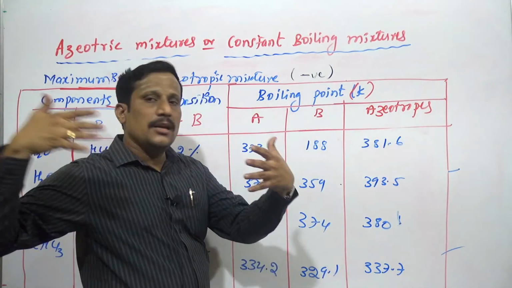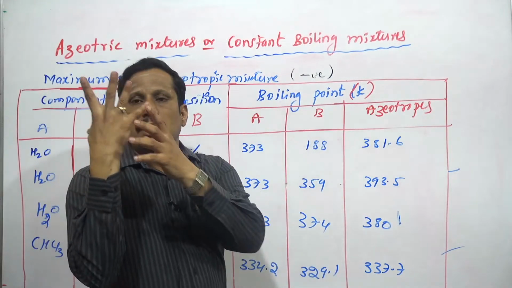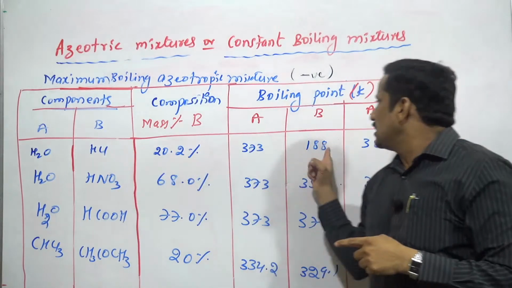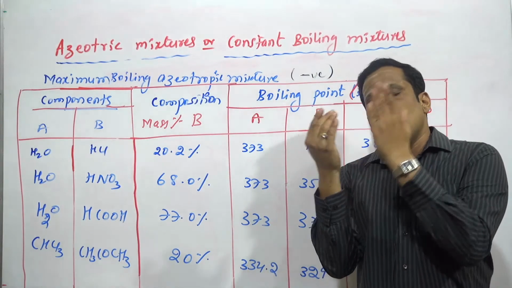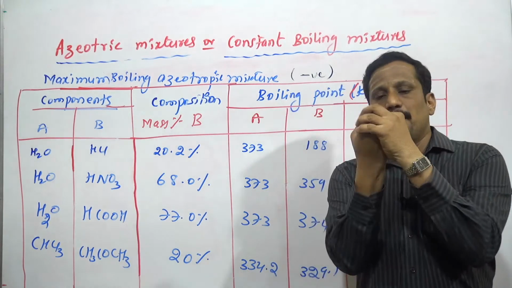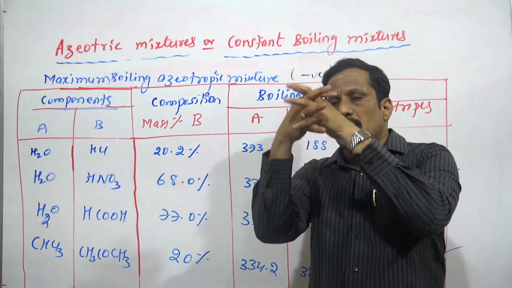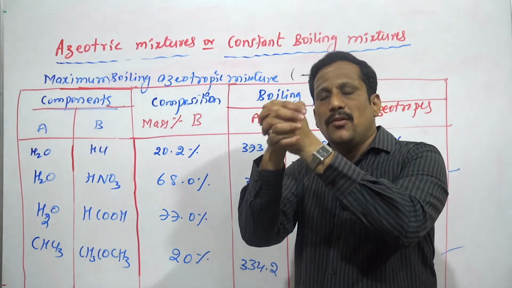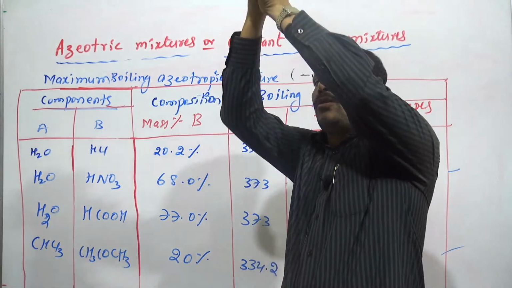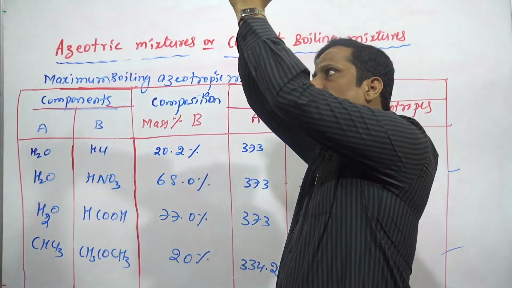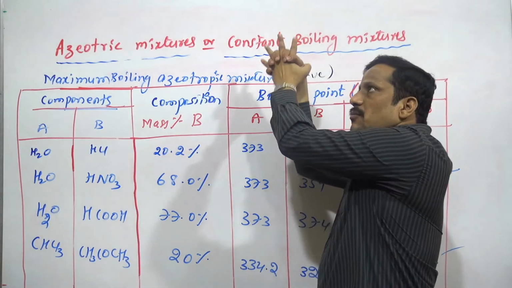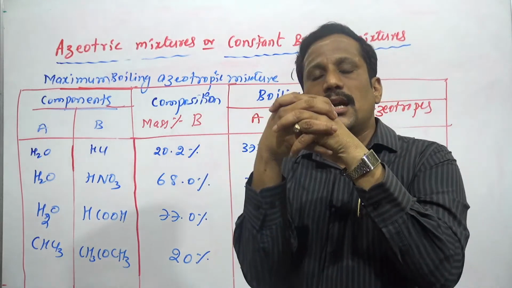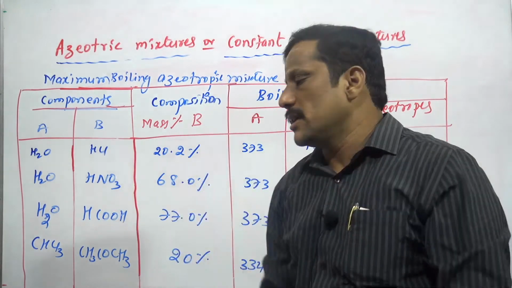When you are mixing HCl and water, HCl boiling point is 188, water boiling point is 373. When I am mixing, there is a formation of solution. When you are heating this mixture, they will come out to the surface of the liquid and vaporize, boiling at 381.6 because there is an attraction between the components, right?